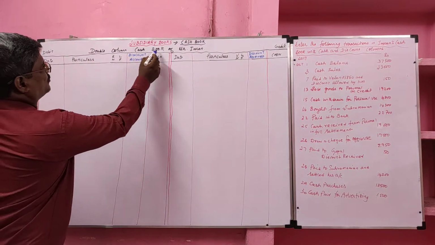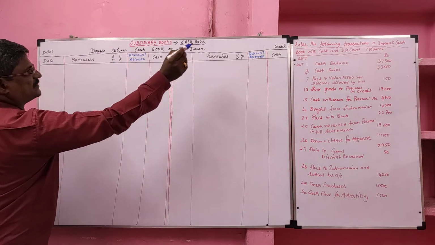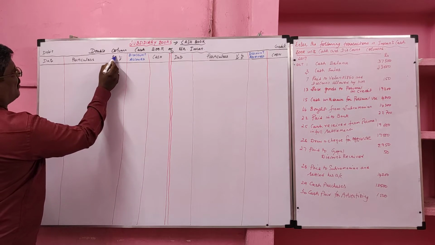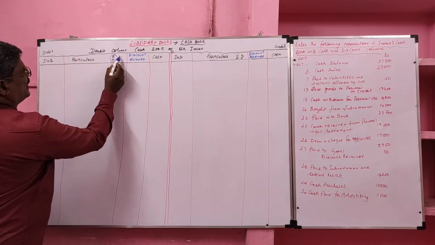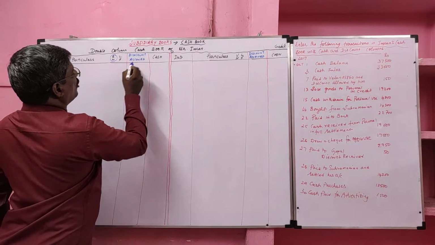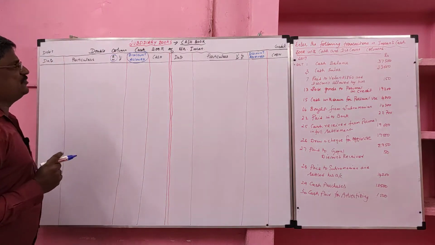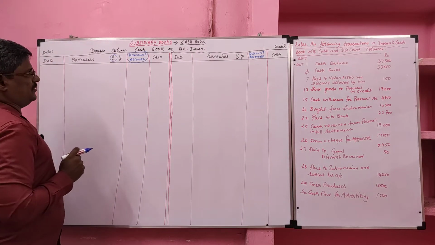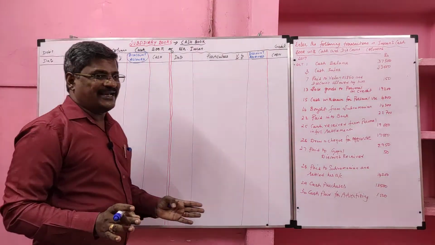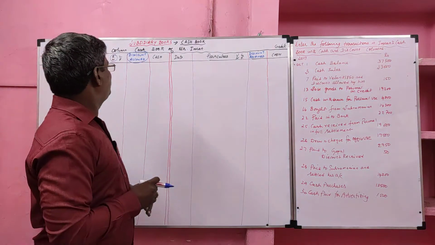Double column cash book of Mr. Imran. Debit and credit. Date, particulars, RN. RN means receipt number. LF, ledger folio. Discount allowed. In double column cash book, in debit side, one new column we have to create for discount allowed. Why discount allowed debit? Discount allowed is a nominal account. Since it is an expense, it should be debited.